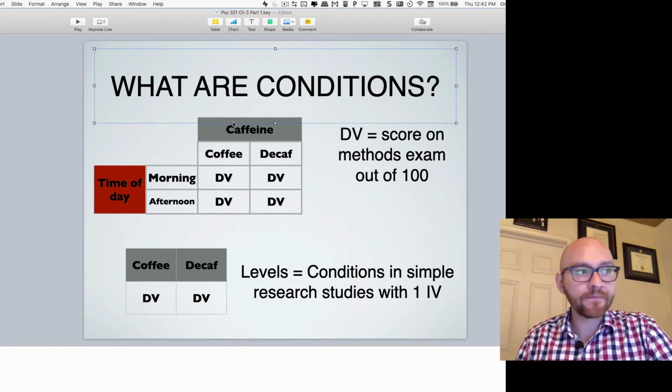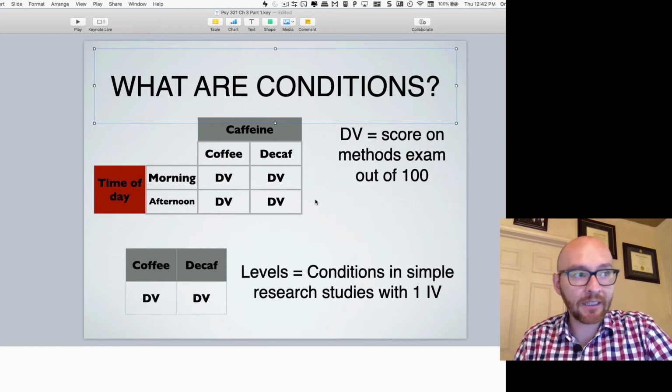Keep that in mind. But then when you draw it out in a 2x2 diagram or table, you'll see that you have more than 2 conditions. You have one condition where you have a coffee morning.